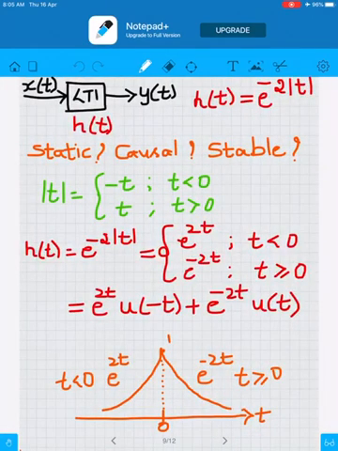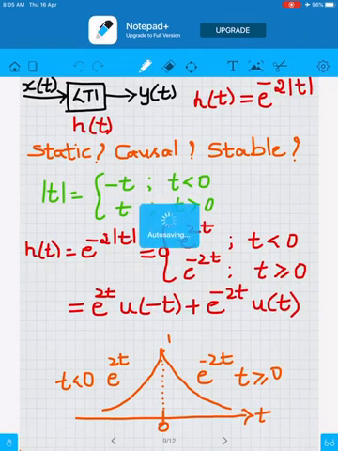Consider a system whose input is x of t and output is y of t, and whose impulse response is h of t, given as h of t is equal to e power minus 2 mod t. For this system, by observing the impulse response, we should check whether it is static, causal, or stable.